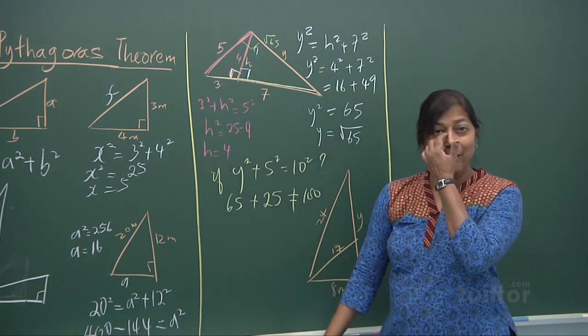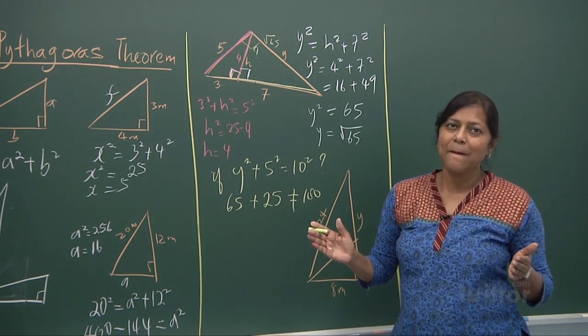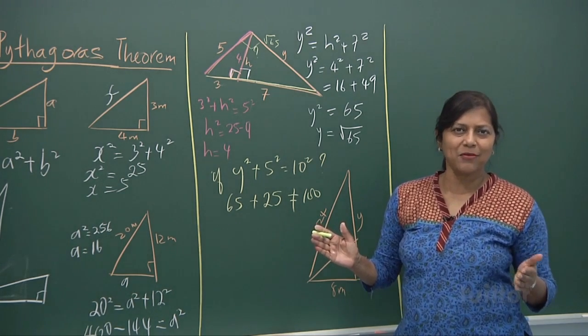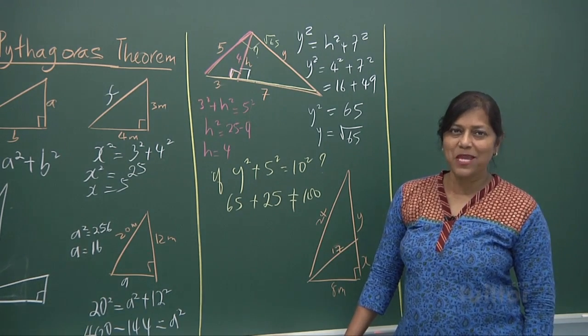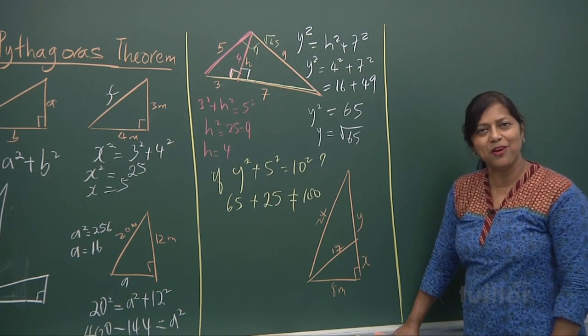Alright? So you want to test it. If it's 90 degrees, it must follow Mr. Pythagoras, his theorem. Alright? Pythagoras theorem. Got it? Right. We can move on a little bit, and then I'm going to get to trigonometry.